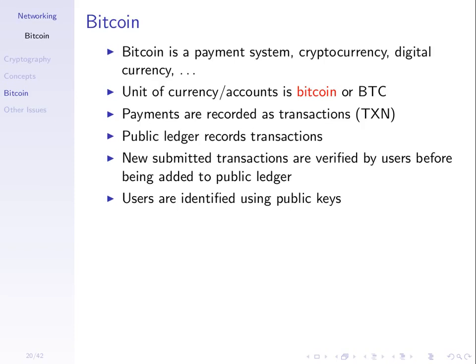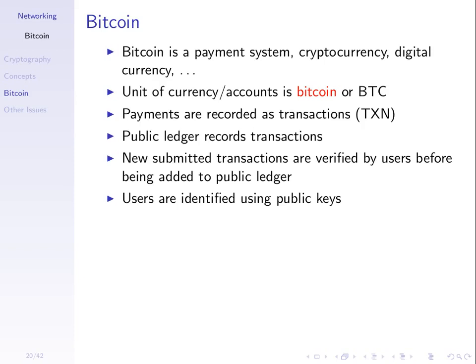All payments are recorded as transactions, shortened as TXN. So everything's thought of as a transaction. And there's what's called a public ledger, which is just a long list of all transactions. This is the record of all the transactions that have occurred in the past.